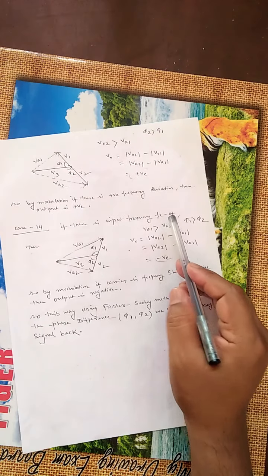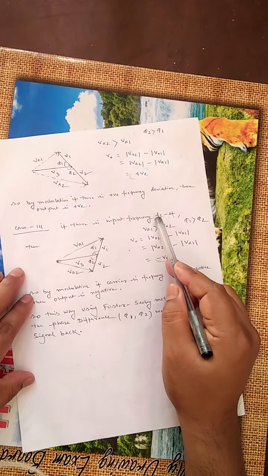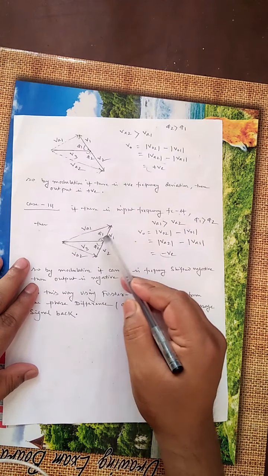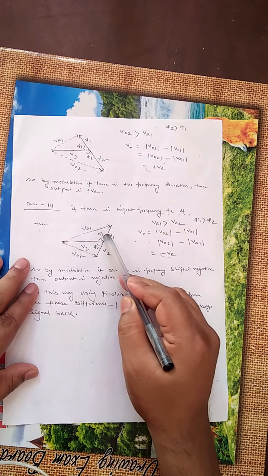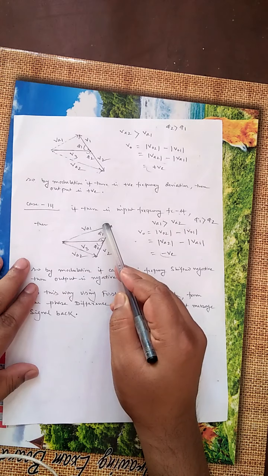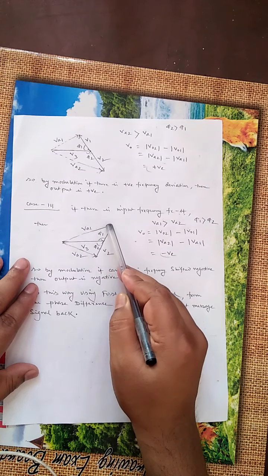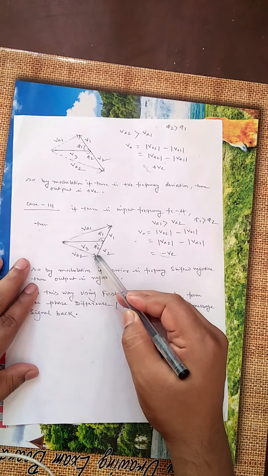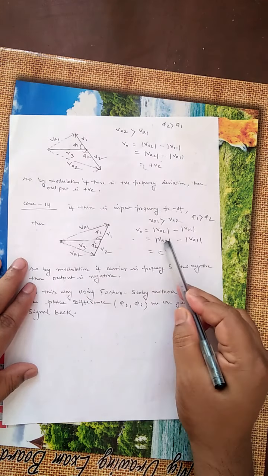Similarly, if the input frequency decreases to FC minus delta F, what happens? The phase difference between V3 and V1, phi 1, increases. Then diode D1 conducts more current. So the VA1 input voltage increases and VA2 decreases. That's why we get the negative value.